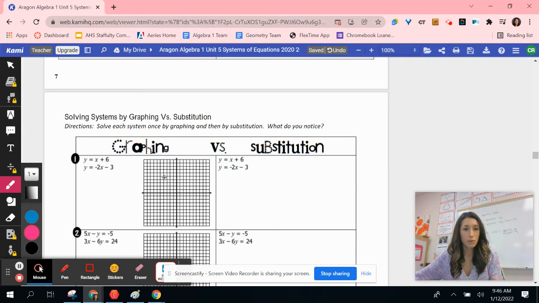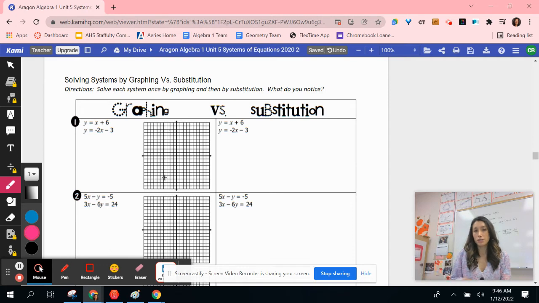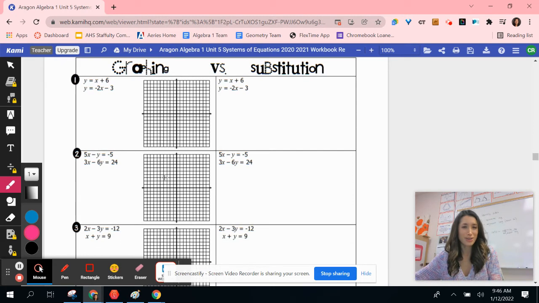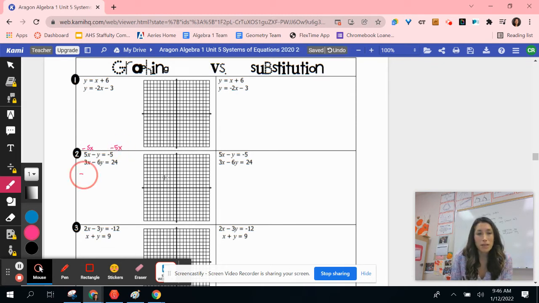Now on page 8, we're going to look at graphing versus substitution. I'm not going to do question 1 with you. Let's try question 2 together, actually. So on question 2, in order to graph these, we would want them to both be set equal to y. So in my first equation here, I would subtract 5x from both sides, bring that to the other side. I'm left with a negative y equals negative 5x minus 5.